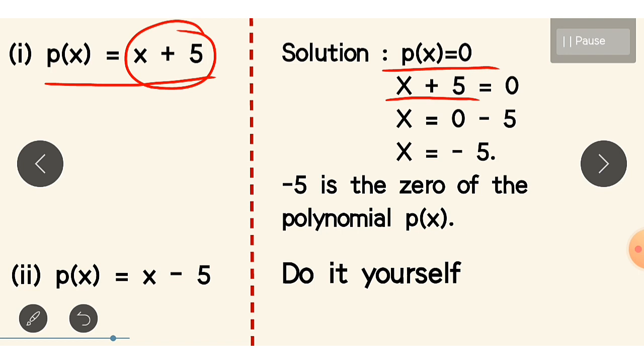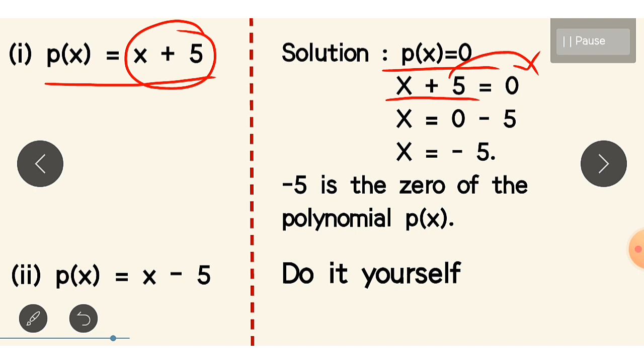P of x equal to 0, so next step, x plus 5 equal to 0. Taking this 5 to the other side, it becomes minus 5. x equal to 0 minus 5, and 0 minus 5 is minus 5. So the x value will be minus 5. That means when you take minus 5 in place of x, you will get the result as 0. So minus 5 is the zero of the polynomial p of x.